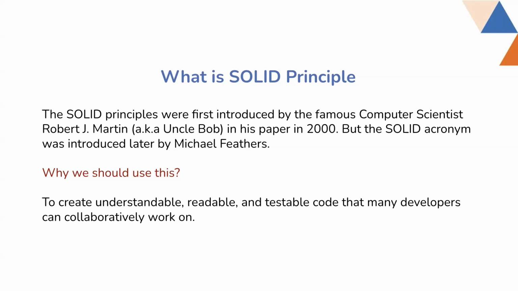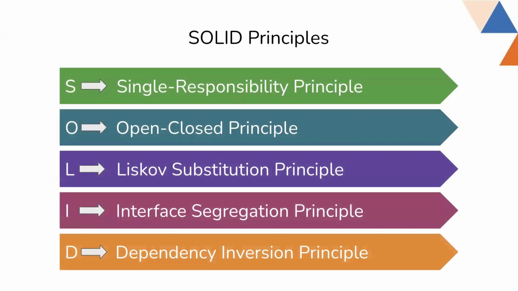If I explain these five letters: S stands for single responsibility, O for open-closed, L for Liskov substitution, I for interface segregation, and D for dependency inversion. So let's deep dive into each one so that you can understand the exact meaning of S, O, L, I, and D.